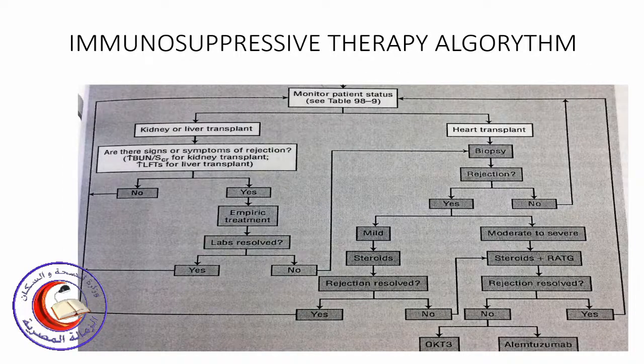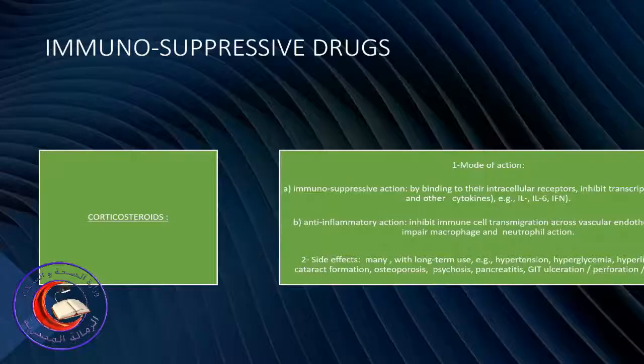When monitoring shows that something has gone wrong, by symptoms like graft tenderness or pain, fever, and we said that these symptoms are non-specific, we do lab tests and treat, and if there is no response, we do a biopsy of the graft and treat accordingly. So, the first and most commonly used immunosuppressive drugs for induction and also for maintenance therapy are steroids, although they have complications if used long term in maintenance.